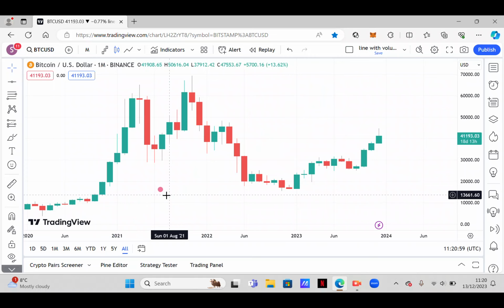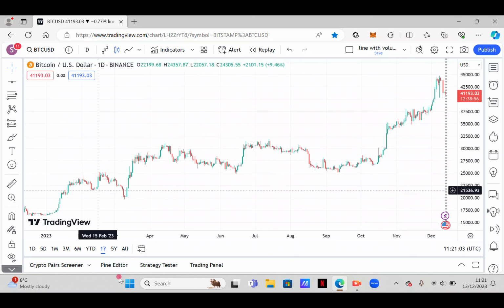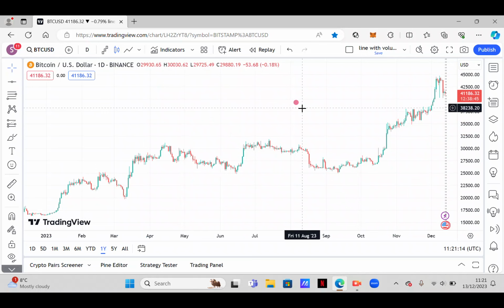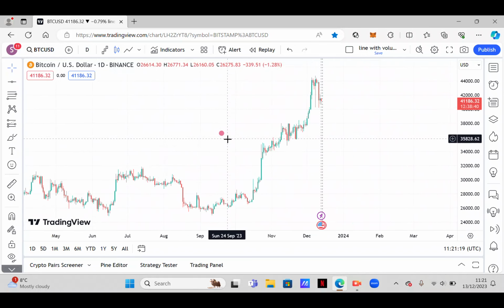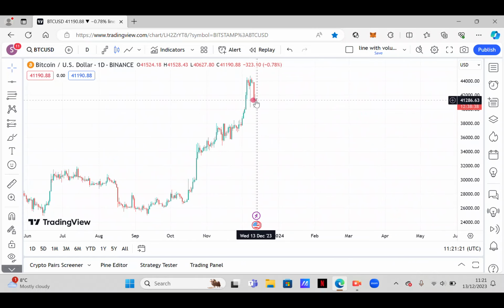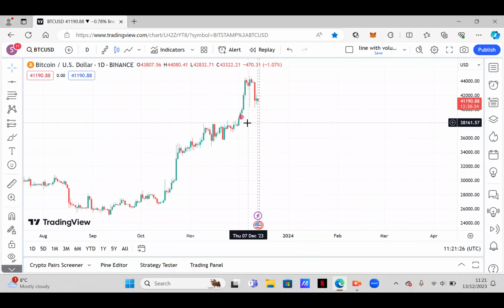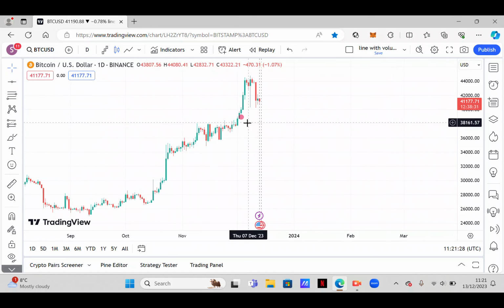Okay, when you go all time, it moves automatically to monthly. And when you put 5 years, it moves automatically to weekly. You will know it here. So if you want 1 year, then you are on daily. Always double check that. This means that one of those lines is 1 day. You can expand and retract with your mouse, like normally.